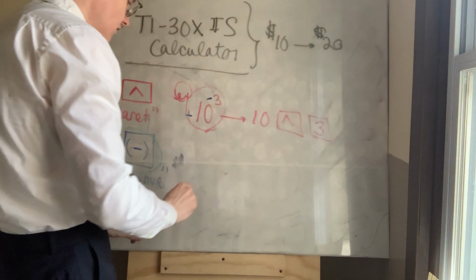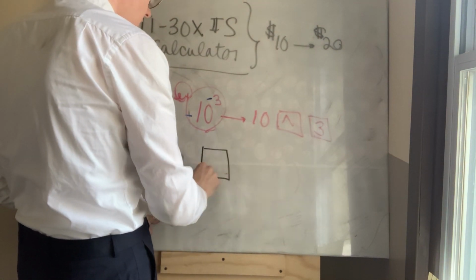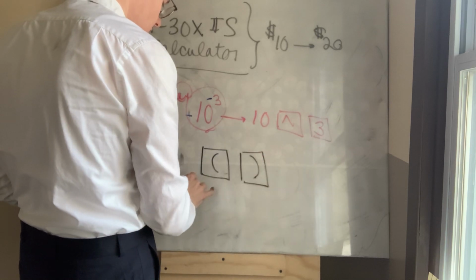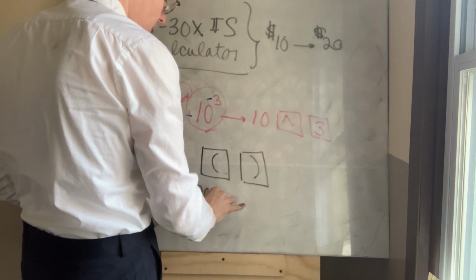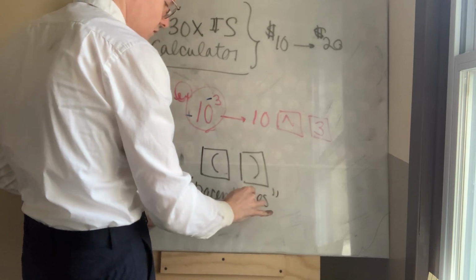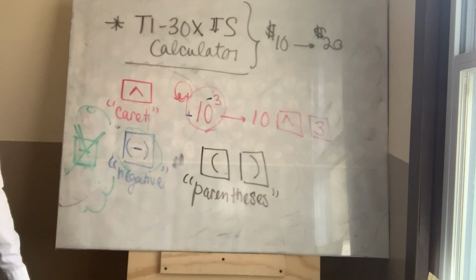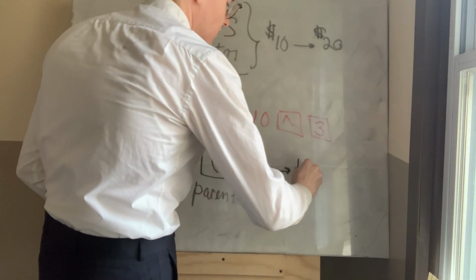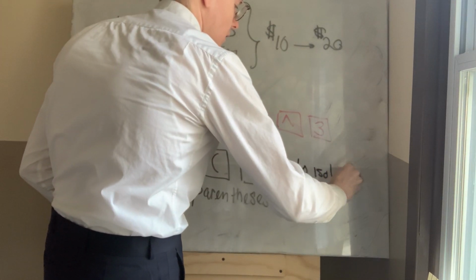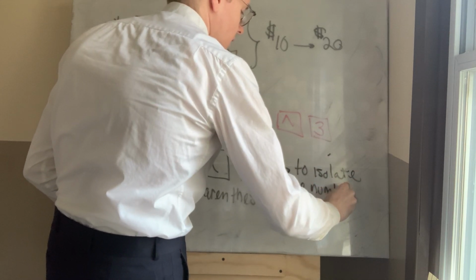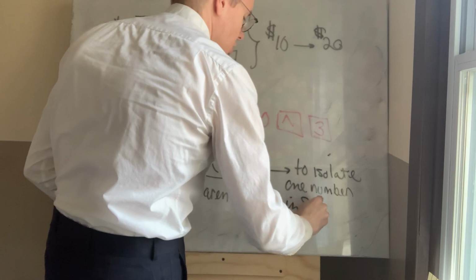Then there's also these. You have buttons that are parentheses oriented like this and this. Parentheses. I believe that is the correct pronunciation. This is for the purpose of isolating one number in scientific notation from another.